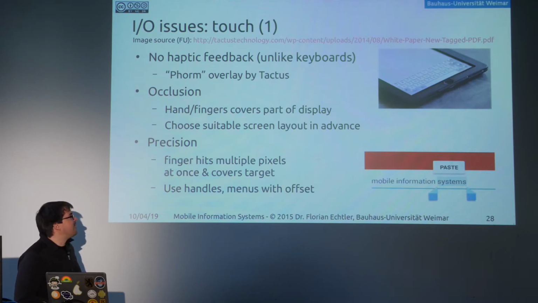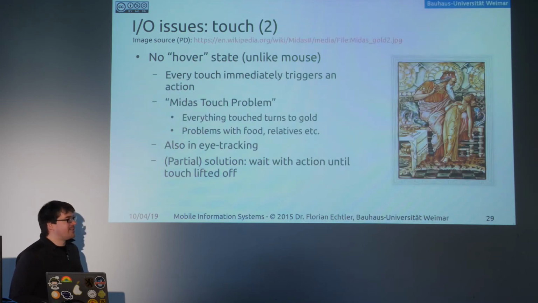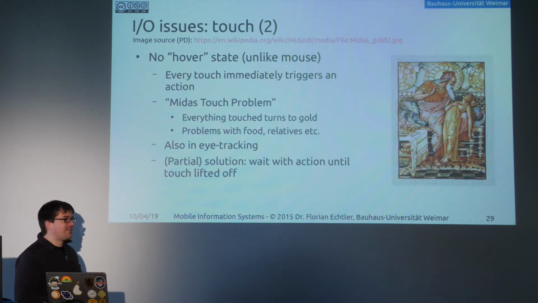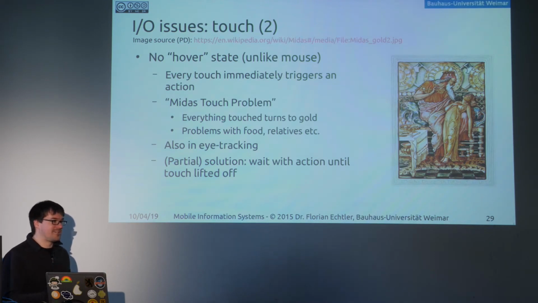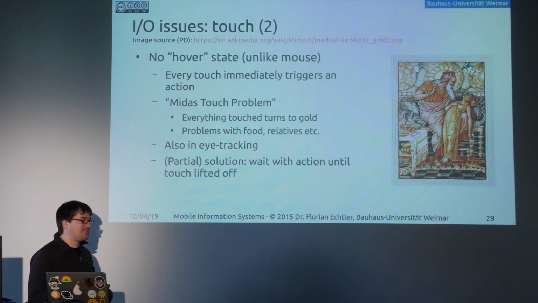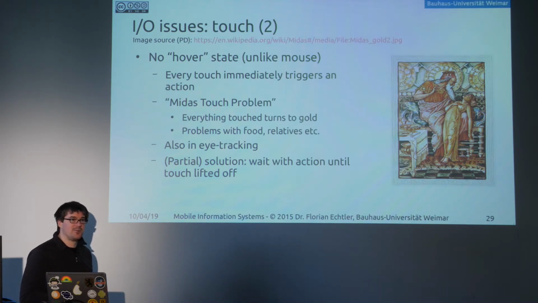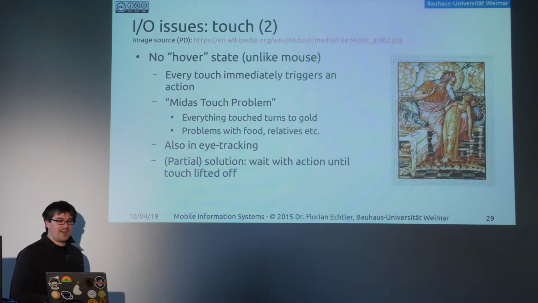Then one very big issue in touch interfaces in general is the so-called Midas touch problem. This is named after this Greek king of legend, I think, Midas, and everything he touched turned to gold, including his food and his relatives and so on, which turned into a curse. And it's similar with touch. You can't just, like with the mouse, hover over individual elements and, for example, get a tooltip that tells you what it's actually going to do. That's not possible with touch.